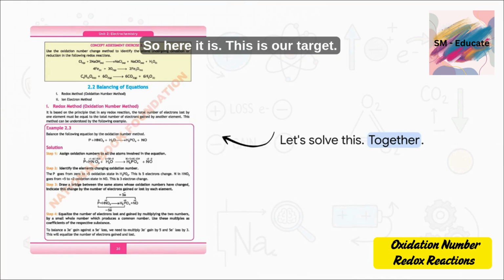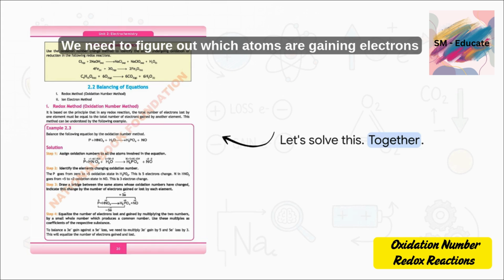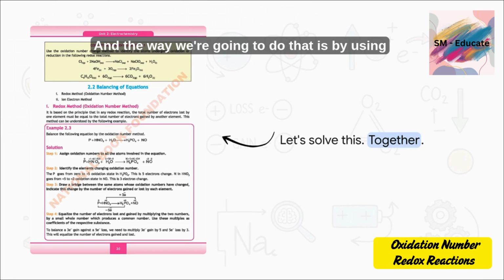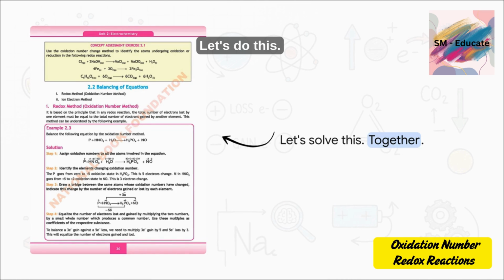So here it is. This is our target. Concept Assessment Exercise 2.1. The mission is pretty clear. We need to figure out which atoms are gaining electrons and which are losing them in these three reactions. And the way we're going to do that is by using the oxidation number method. You ready? Let's do this.